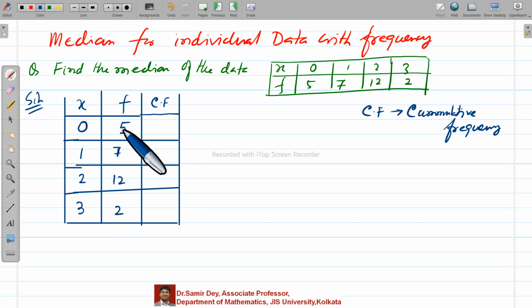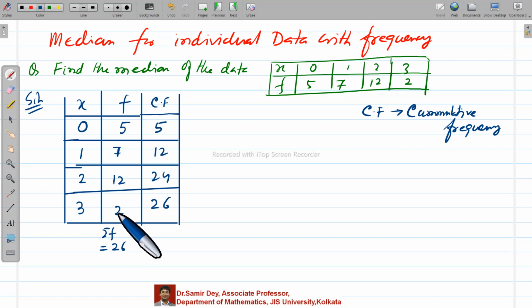Okay, so this number should be 5, then 5 plus 7, 12, 12 plus 12, 24, 24 plus 2, 26. Is it clear? And here I write summation f, which means the total: 5 plus 7, 12, 12 plus 12, 24, 24 plus 2, 26. This number and that number must be equal. If they are not, it means some calculation may be wrong. So basically this result is the cumulative of this.